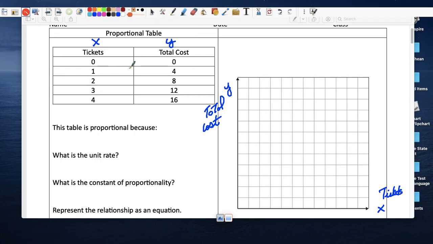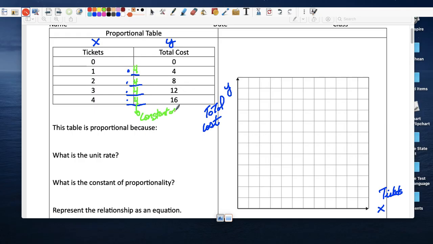In order to be proportional, there's something called constant proportionality, meaning there's a number that I multiplied the x values by to get the y values. 1 times something is 4, 2 times something is 8, 3 times something is 12, 4 times something is 16. And obviously we know that number is 4, so I can write a 4. 1 times 4 is 4, 2 times 4 is 8, 3 times 4 is 12, and 4 times 4 is 16. So this is called your constant of proportionality.